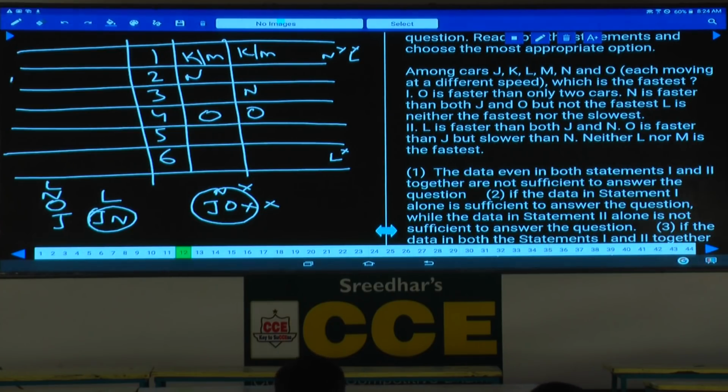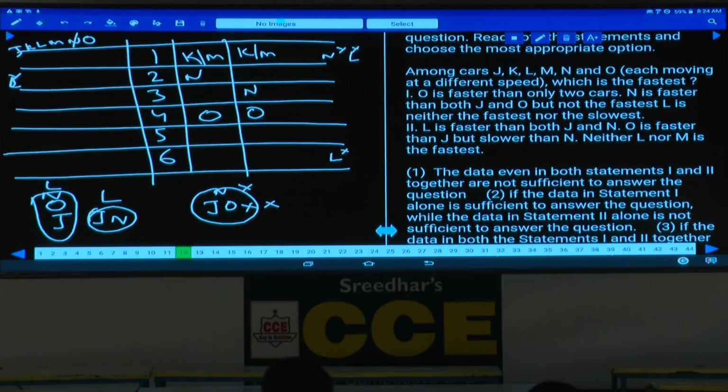As L cannot be the fastest, now in total how many are there? J, K, L, M, N, O are the 6. With the help of this, N, O and J cannot be the fastest because they are after this L. So L, N, O, J cannot be the fastest, because they are after L.